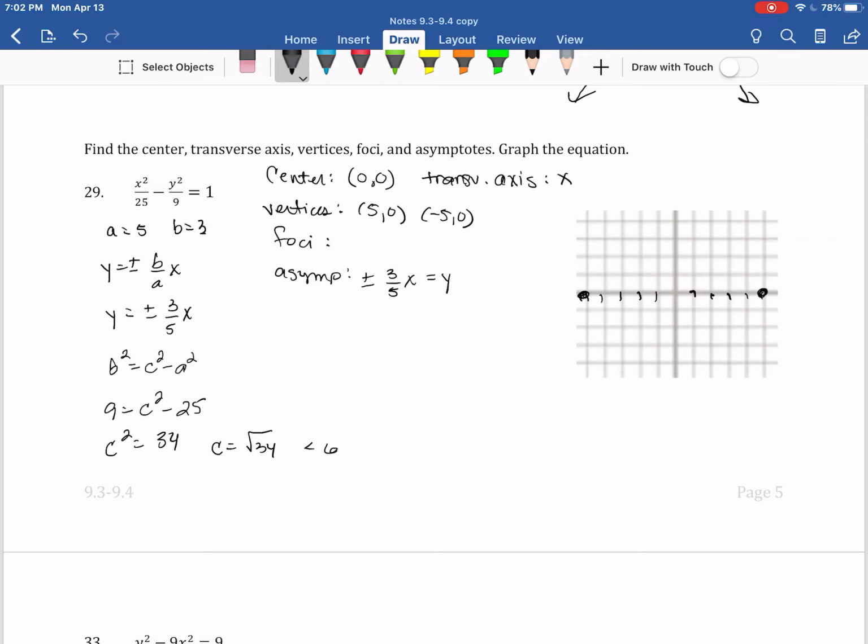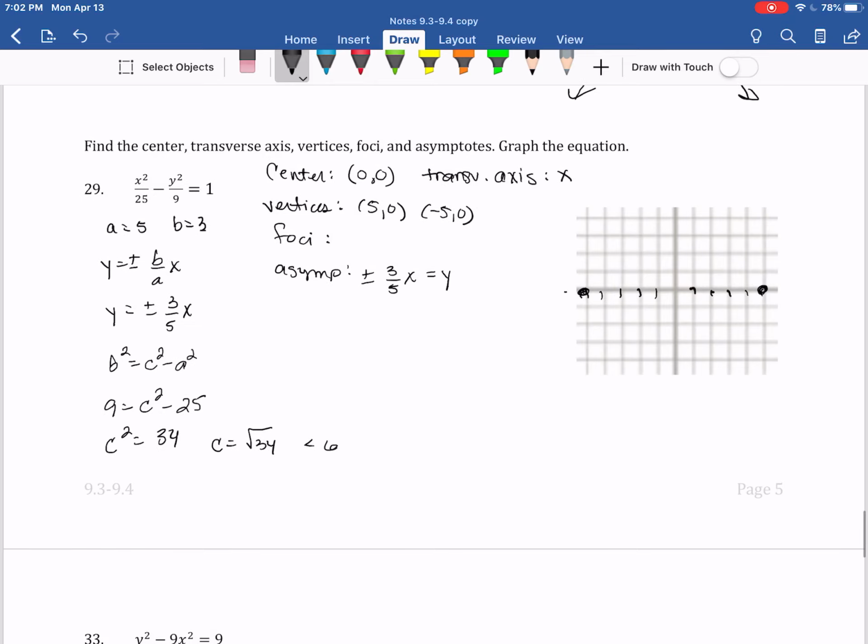So it doesn't really matter what you want to put for the value of c, because like I said earlier, that does not go on your graph. It's going to be somewhere on the other side of those vertices, though. We want the ordered pairs. It's important to understand that that's the x-coordinate. We'll write that as (-√34, 0) and (√34, 0). So the foci and the vertices are on the same axis.